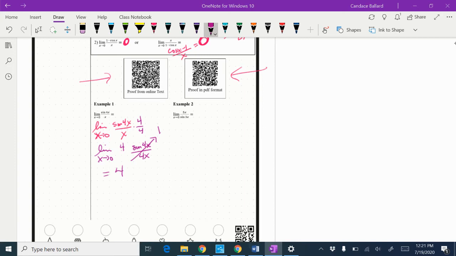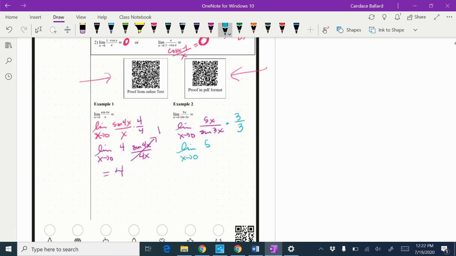All right, I'm going to try that same thing here. So I've got the limit as x approaches 0 of 5x over the sine of 3x. Well, I have the x, but it'd be super handy if I had a 3. So again, I need to multiply top and bottom by 1, which is 3 over 3. I'm going to manipulate it a little bit, move it around.